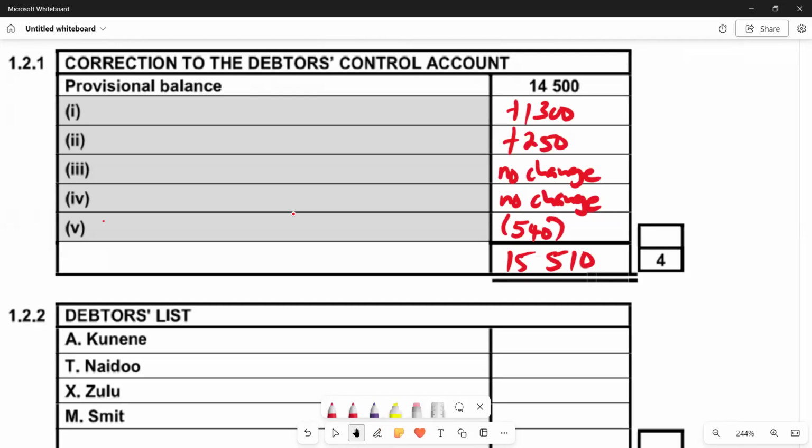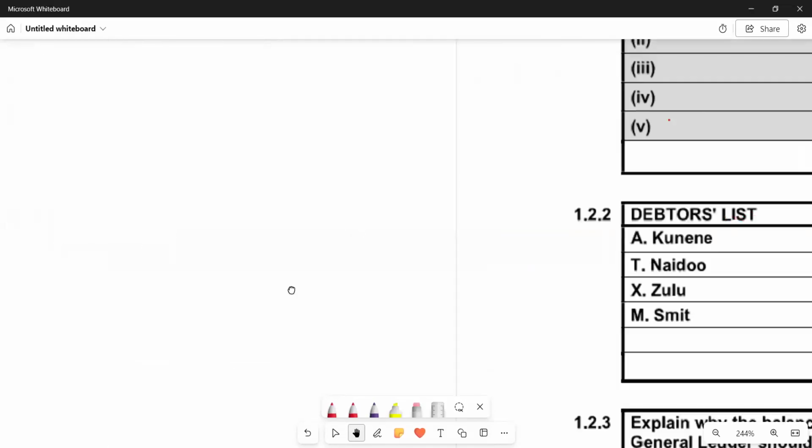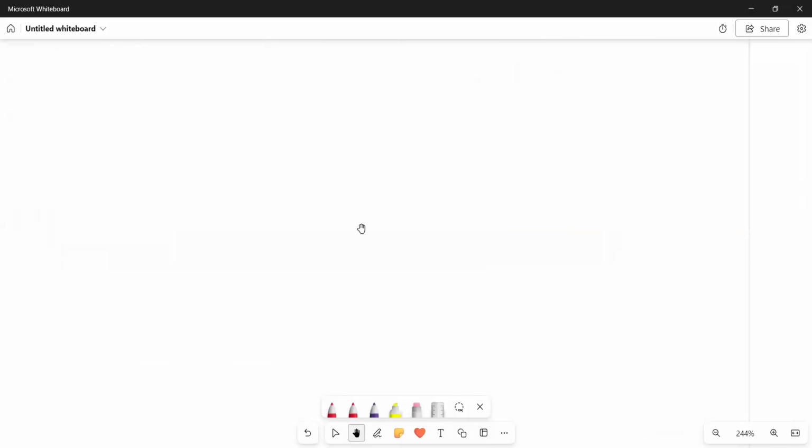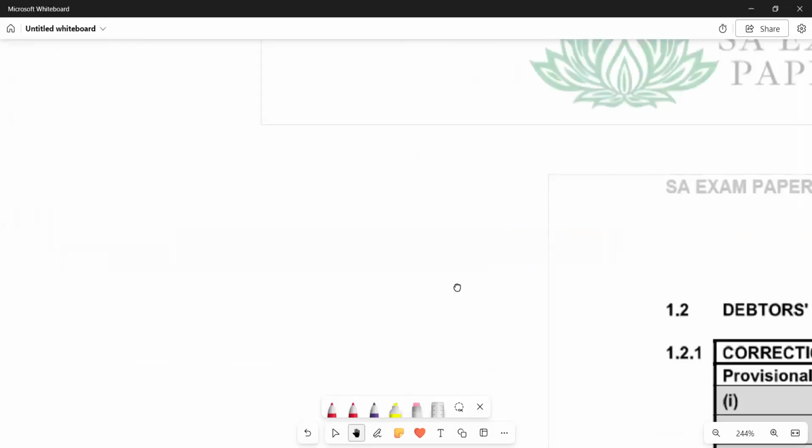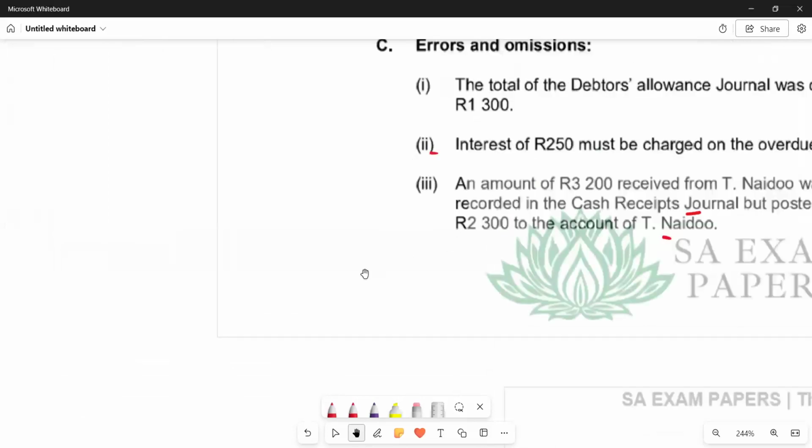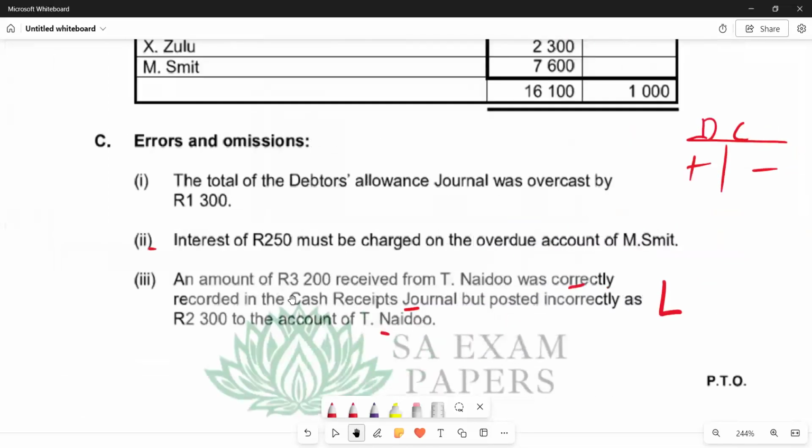Then we go to the debtors list now. On the debtors list, we are just going to go to the errors that we indicated as affecting our ledger. Then after we have indicated that, we can adjust. So if you come to error number 3, an amount of 3,200 received from T92 was correctly recorded in the cash journal, but posted incorrectly as 2,300 to the account of T92.